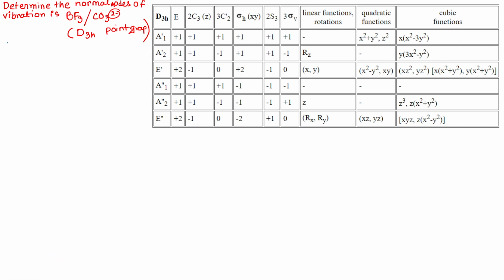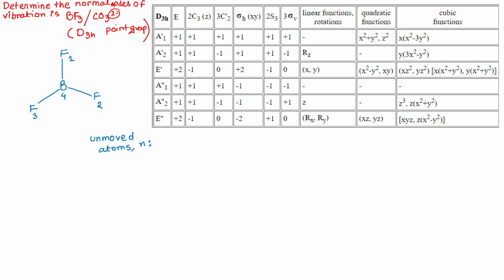To do that, we need to find out, so we will first draw it. This is B, this is F, this is F1, F2, F3, and let me write this as 4. So here we will write the unmoved atoms, that is N, right?